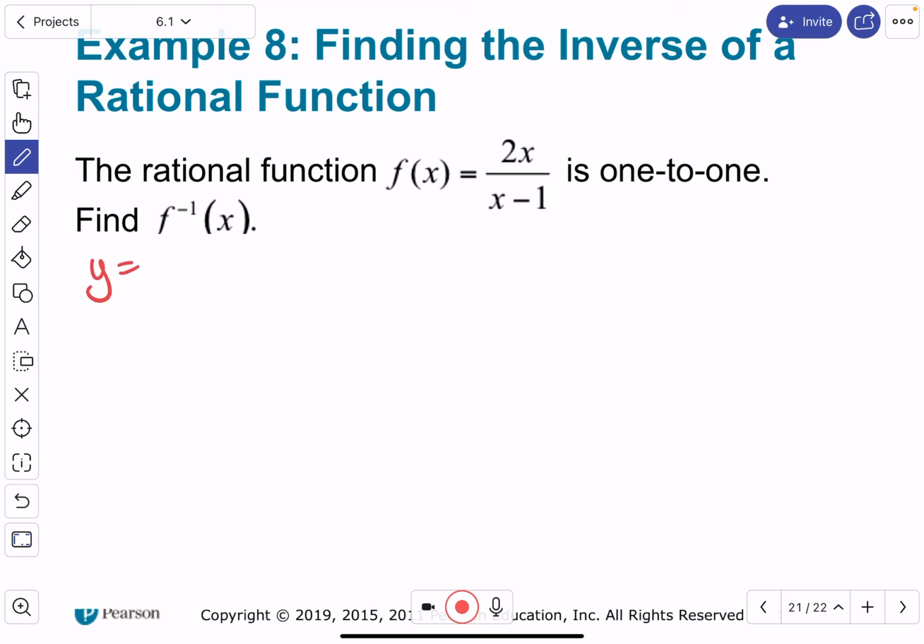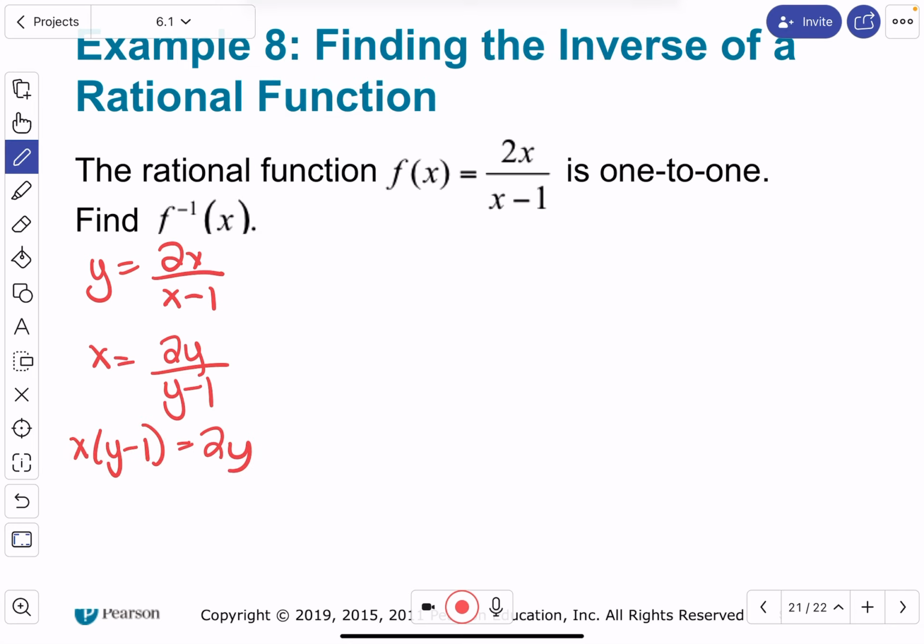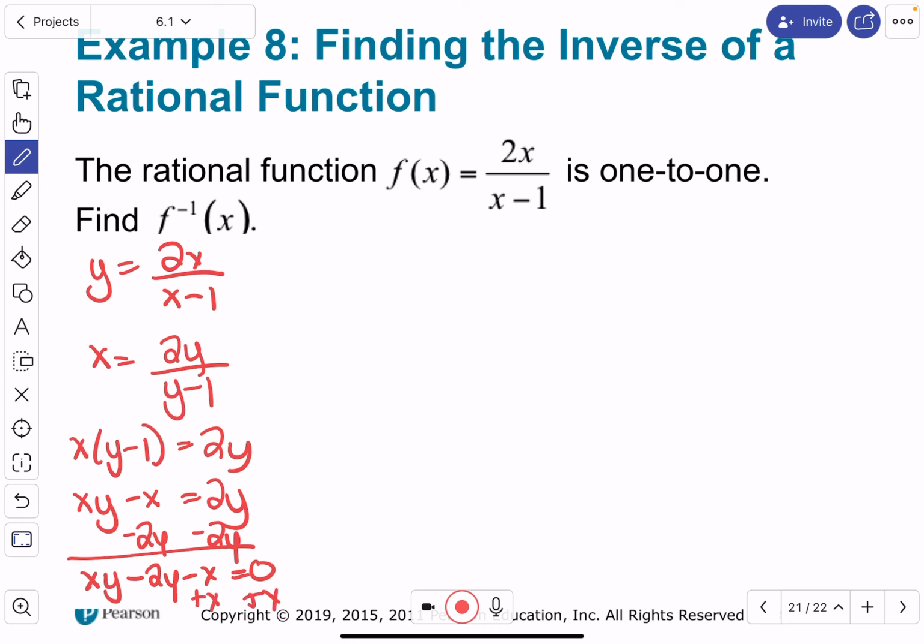So we're going to switch. This one's a little more difficult because you end up with a couple of y's, but it's not as bad as it looks. Multiply both sides by that denominator to get rid of it. Distribute. Now we want the y's on one side and the non-y's on the other. So I'm going to subtract 2y to make it equal 0. Then I'm going to add x to both sides.